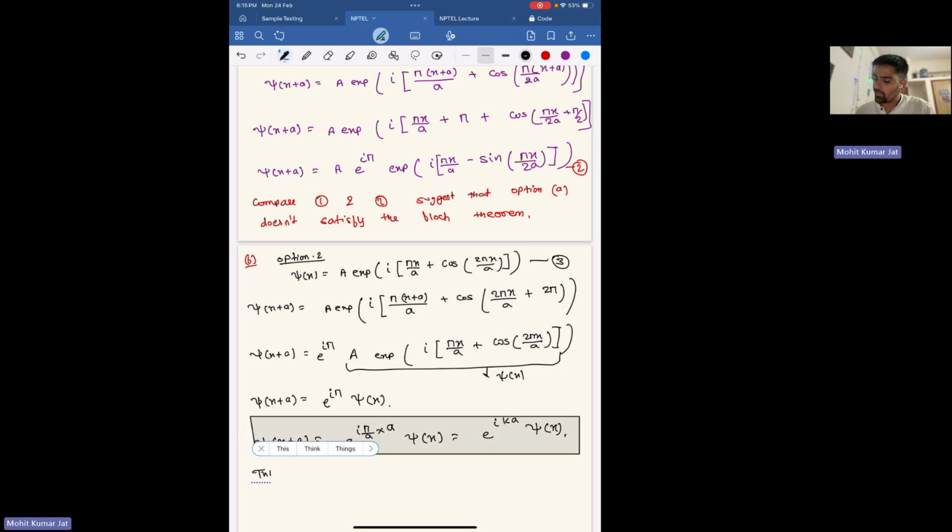This satisfies Bloch theorem, so it is a valid solution.